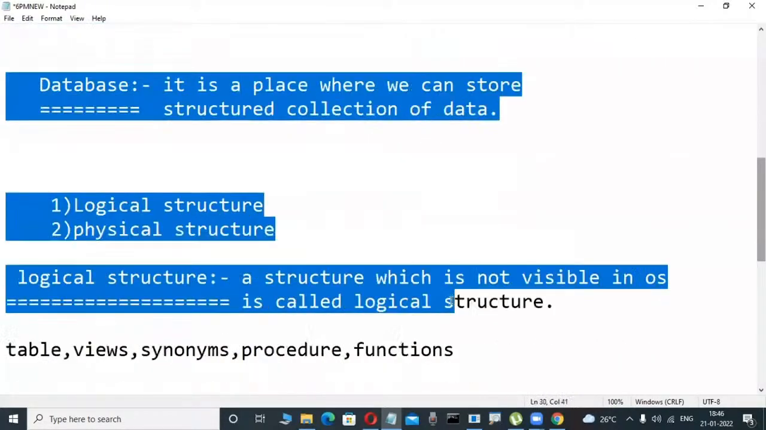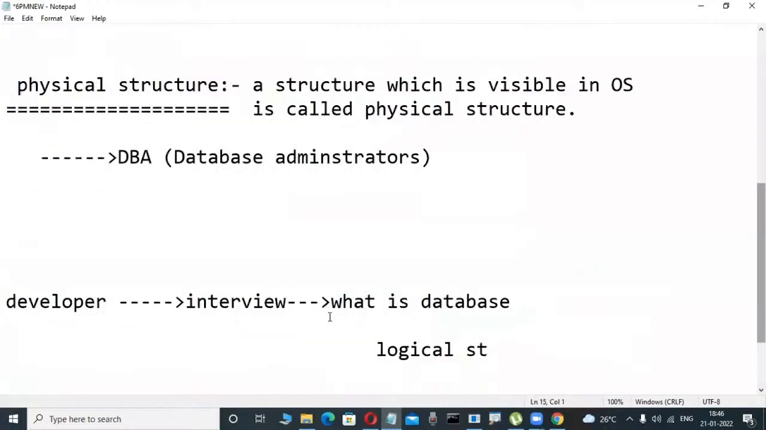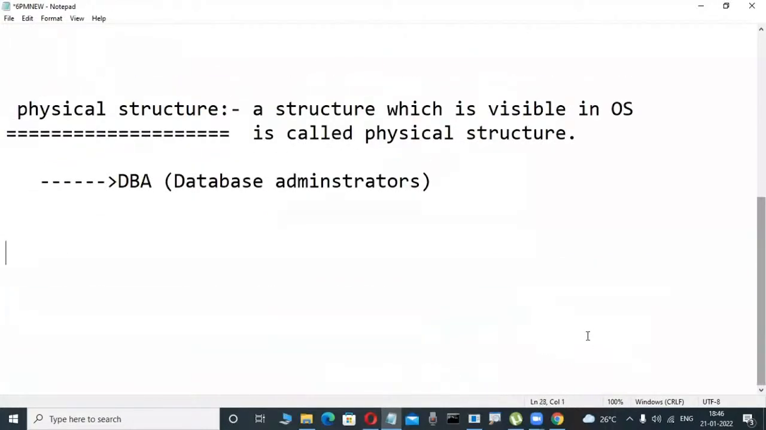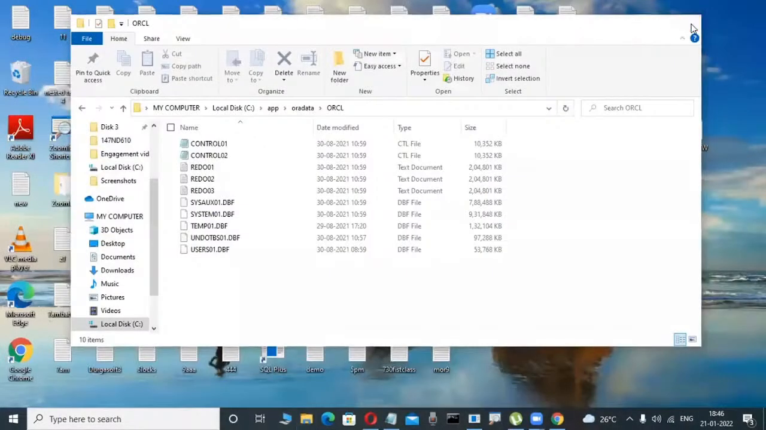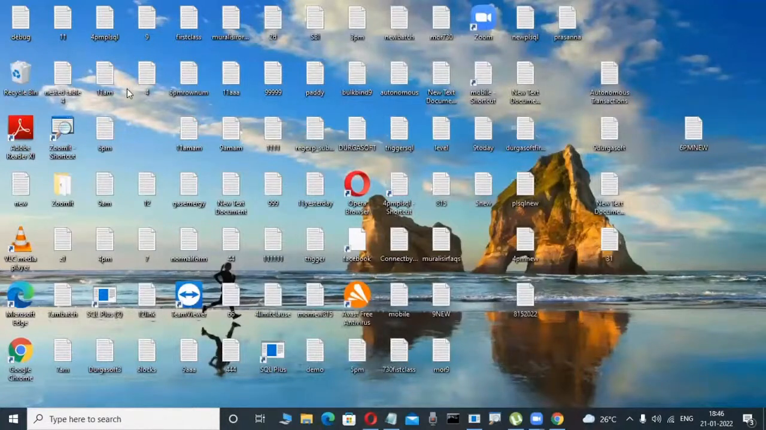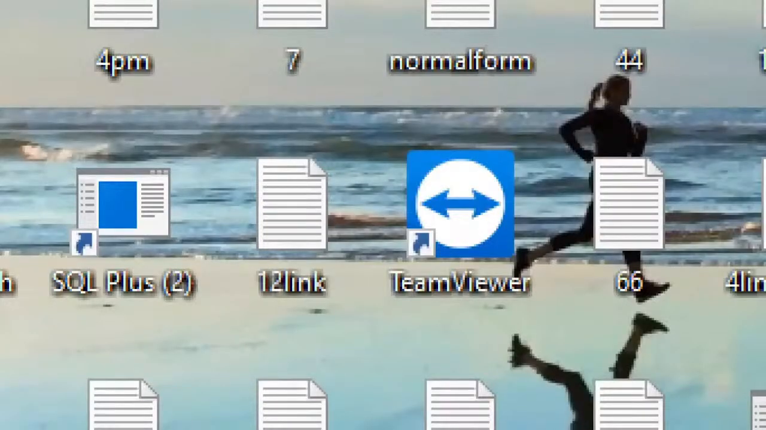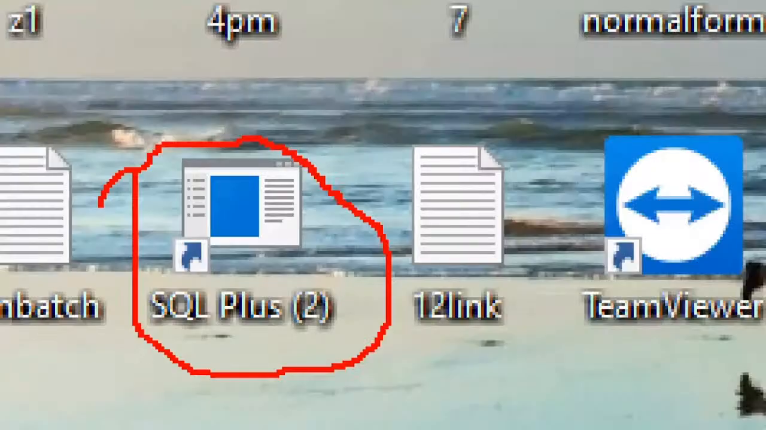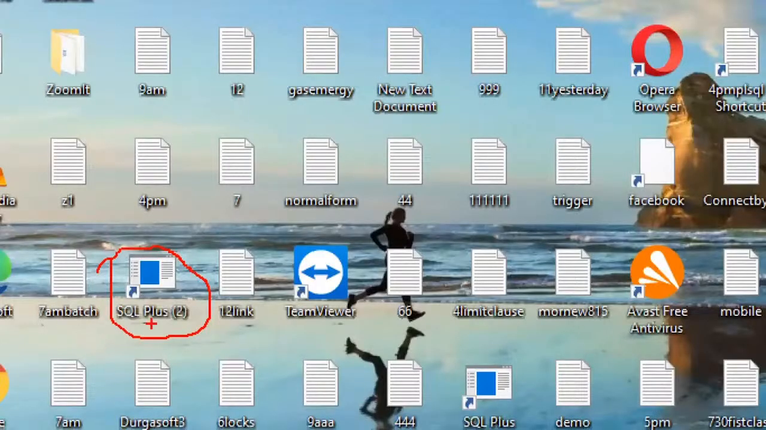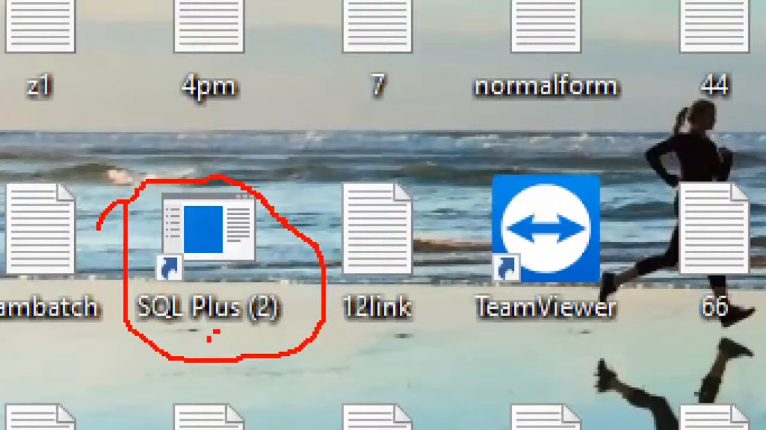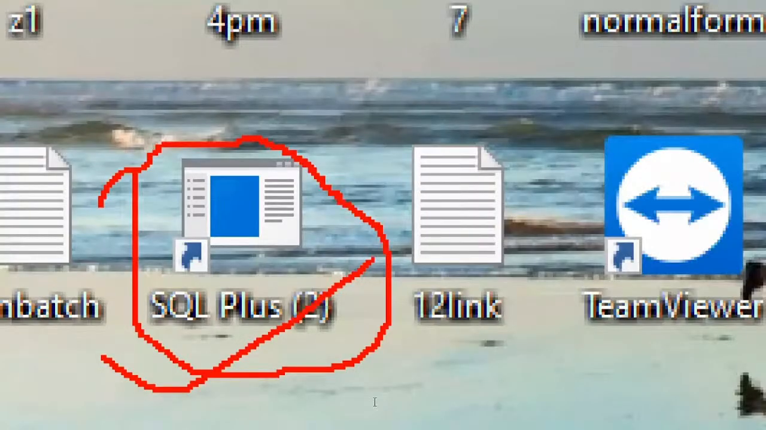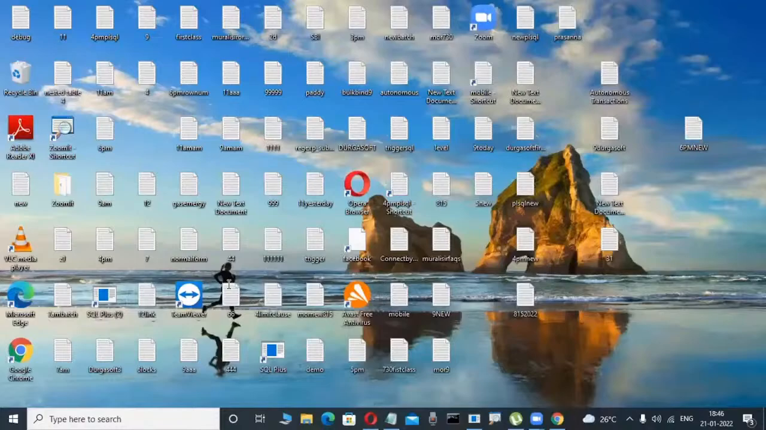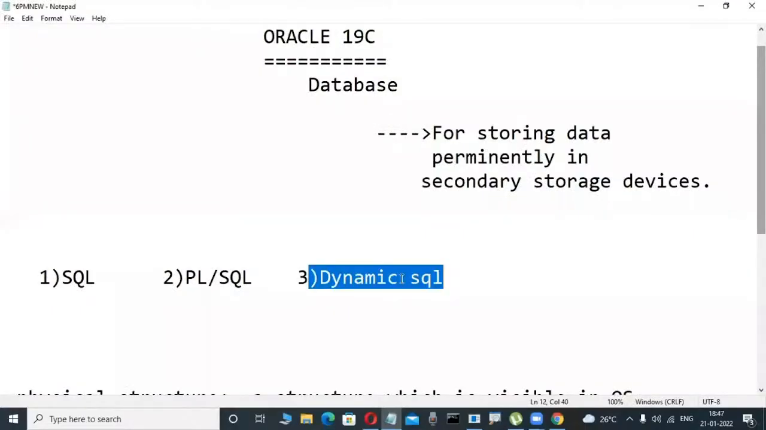That is a very small thing I'm telling. Now check it out. Observe my screen. What is this? I'm installing Oracle. SQL Plus is there. SQL is a language, you have an idea. PL/SQL is a language, some coding is there. Dynamic SQL is a language. Daily we write code.